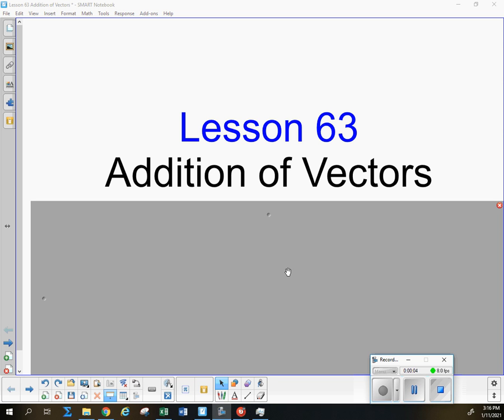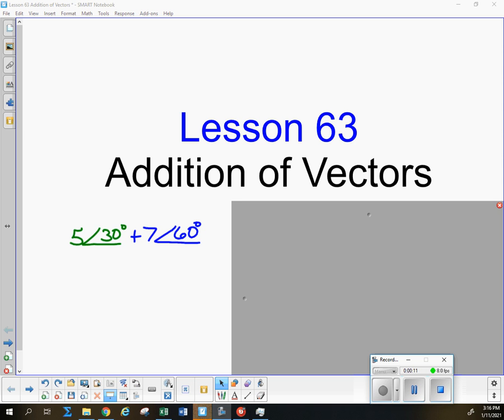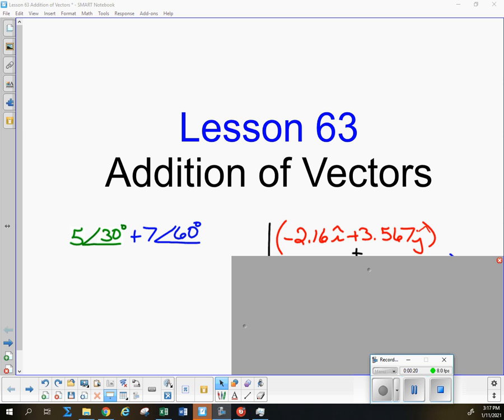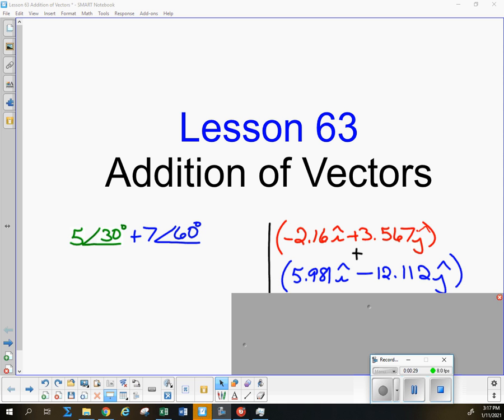Today we are looking at lesson 63, and we will learn how to add two vectors together. We might be given the vectors in polar form, and then we want to find out, if we did one vector and then we did the other vector, where would we end up? Or we might be given both vectors, like the red one, which would be a negative positive, so that would be a second quadrant vector, plus my blue one, positive negative, that would be a fourth quadrant vector. And what happens if we add those together?